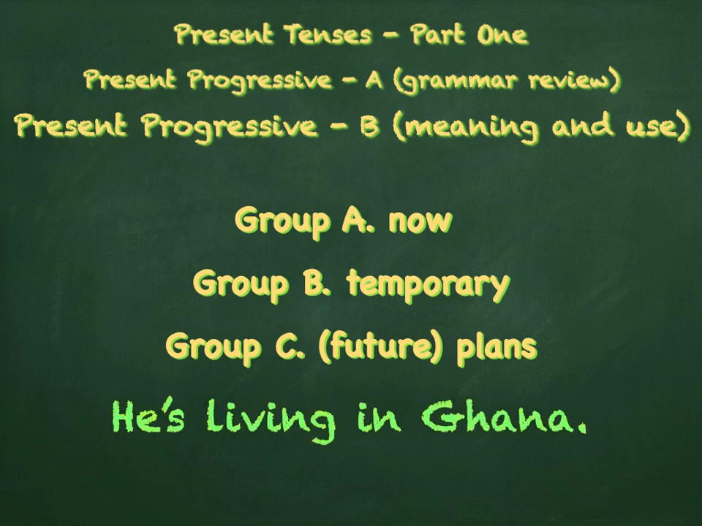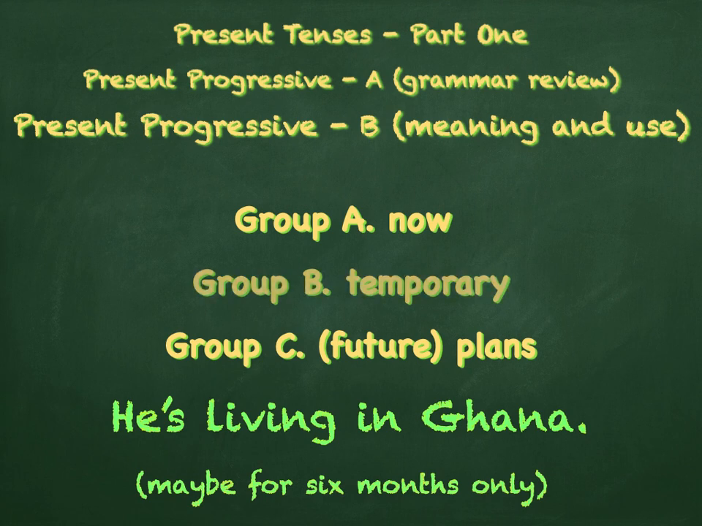Do you remember this? It appeared at the start of this lesson. Which is it, A, B, or C? Well, I hope you can see that this is probably meant to be only for a short time, not forever. That's the nuance in this case. So it's the temporary type.